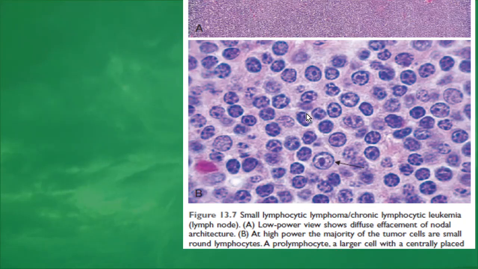Most cells are small lymphocytes here, but there are a few large cells, prolymphocytes. These are called prolymphocytes. As the number of prolymphocytes increases, the prognosis in CLL worsens. Okay.